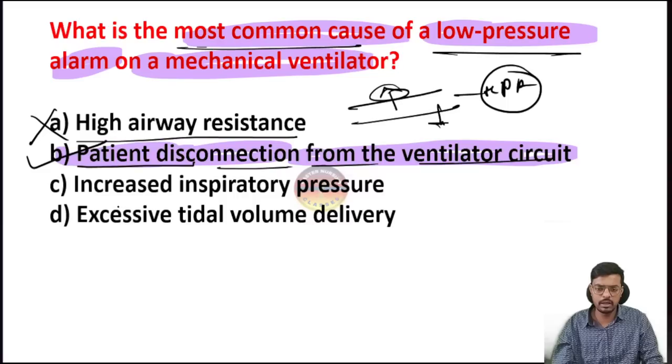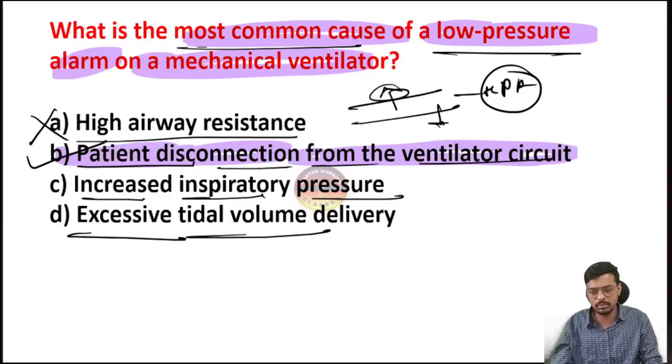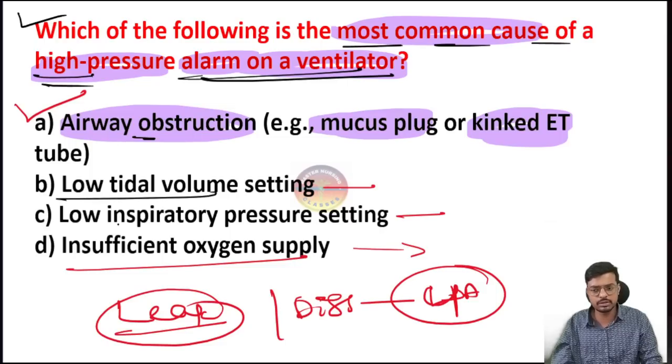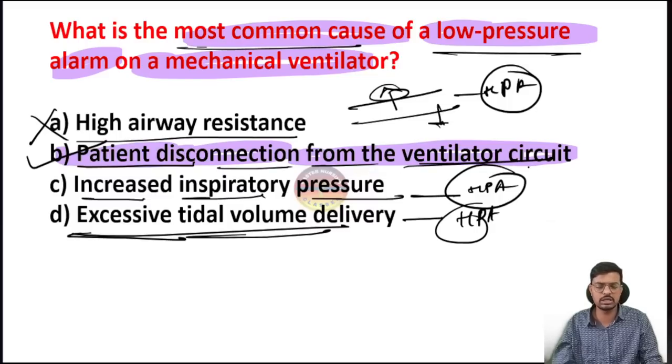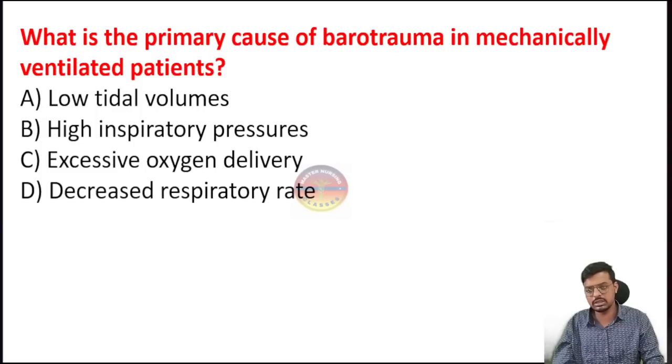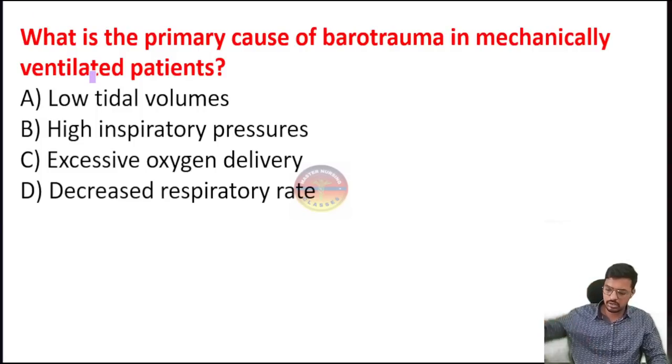Option C says increased inspiratory pressure. Increased inspiratory pressure means the high pressure alarm will come. Option D, excessive tidal volume. Low tidal volume gives the low pressure alarm, but if the patient has excessive tidal volume, we will again get the high pressure alarm. Here the low pressure alarm will be generated only in patient disconnection from the ventilator circuit. It's very important. Okay, here is the next question. Please read the question completely till the end and try to give the best response.